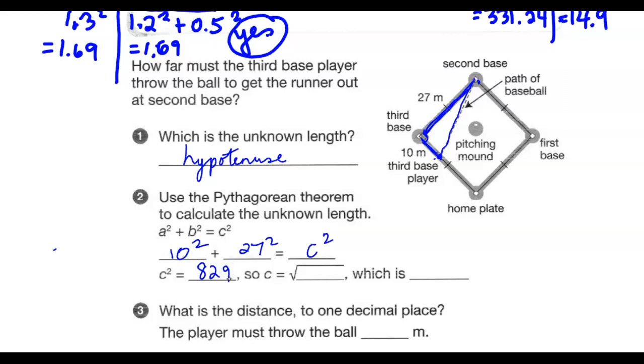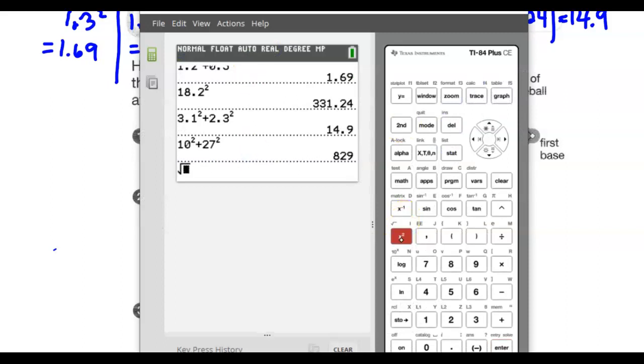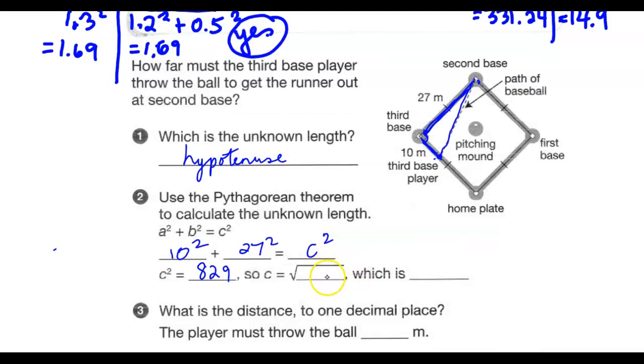And now we have to take the root of that. Opposite of squaring is square rooting. So in your calculator, you can go second x squared, which is square root. If you have a graphing calculator, you can copy out the previous answer or you just have to punch it in. So the square root of 829 is 28.8, and that would be meters. So what's the distance to one decimal place? We already rounded, 28.8.